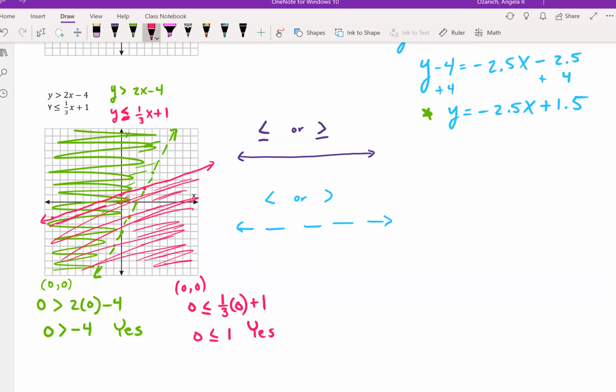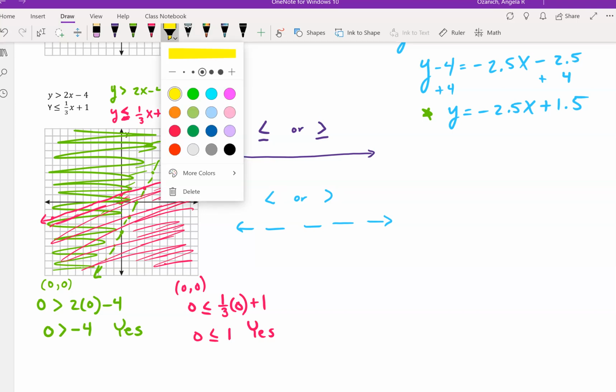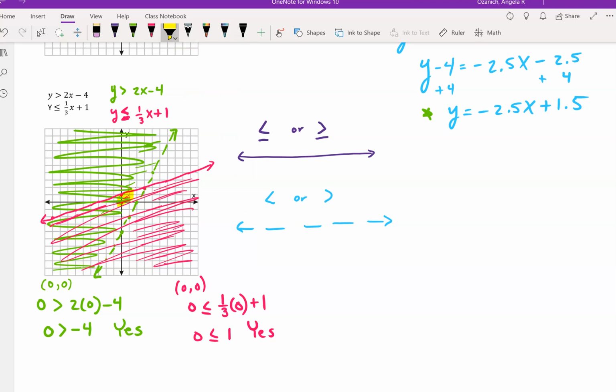And then really the solution is anything that is called an intersecting shaded region. I kind of like to use this highlighter. Maybe I'll just use yellow this time. I'm going to highlight everywhere I see green and red overlapping. So this entire section where I see green and red overlapping is actually the solution to our system.